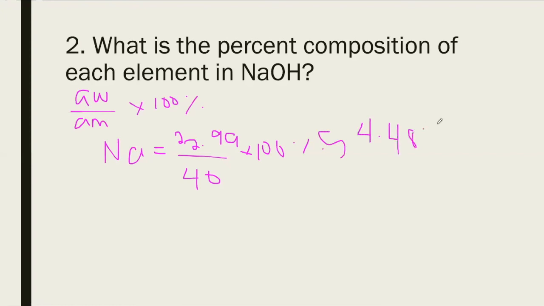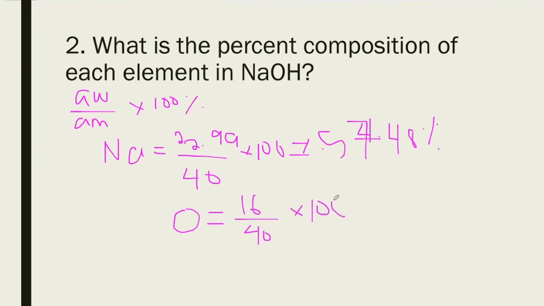57.48%. 57, not 54. So 57.48%. Next, let's do oxygen. So that will give us 16 over 40 multiplied by 100%. This gives us 40%.